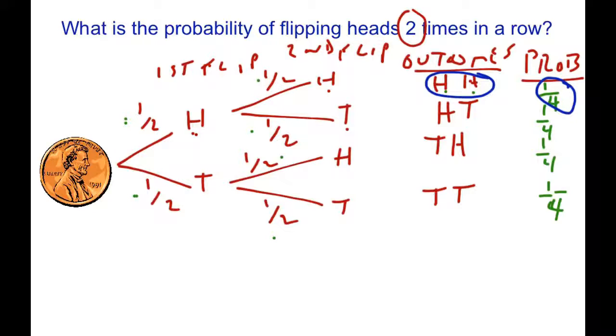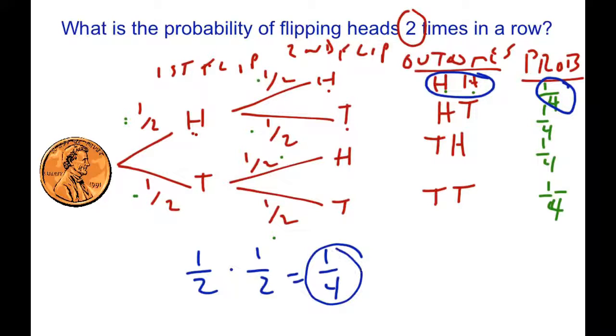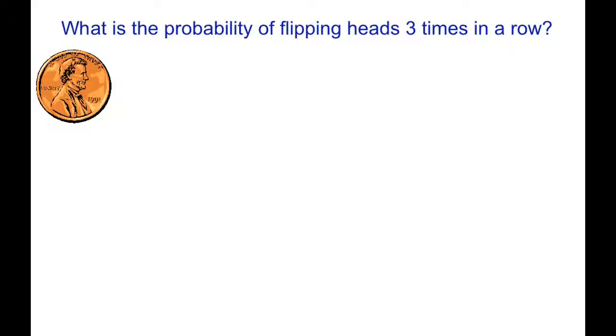So if you look closely, you realize that all we're doing is multiplying the probabilities on the branches. So if I were to now ask a similar question, what's the probability of getting tails first, then heads? Well, I would just say, tails is 1/2, heads is 1/2, multiply them together, and my answer would be 1/4, and I wouldn't have to go through all that. All right, let's look at another example.